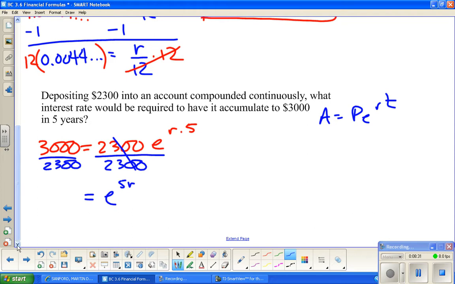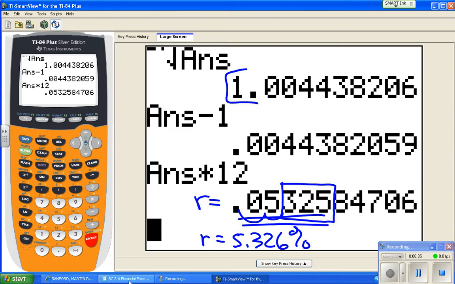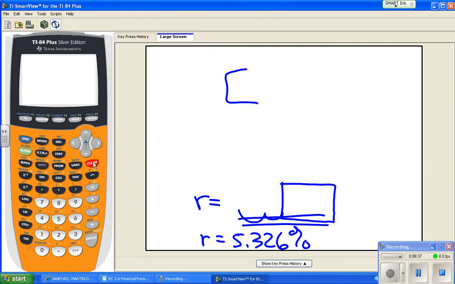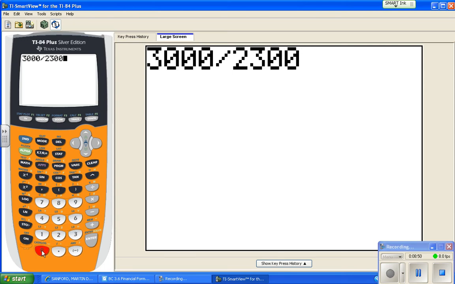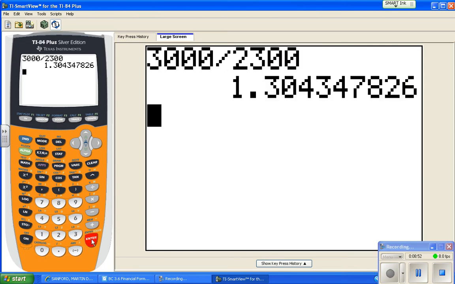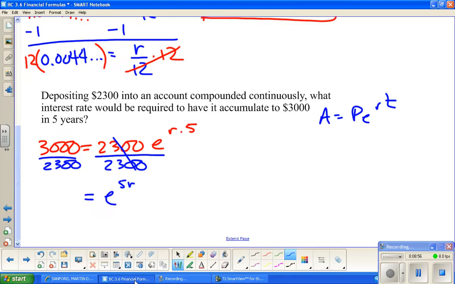Okay, so I'm going to go ahead and type in 3,000 divided by 2,300. Okay, so let me hit clear here, and I want all of this ink to go away. There we go, cool. Okay, so 3,000 divided by 2,300, 1.304. Now that number should look familiar, 1.304. Now again, I'm really going to use more.